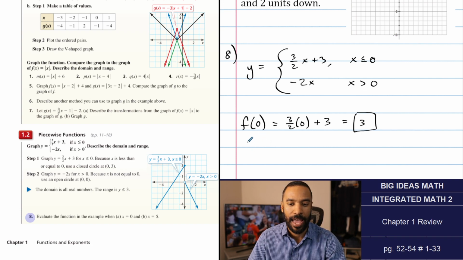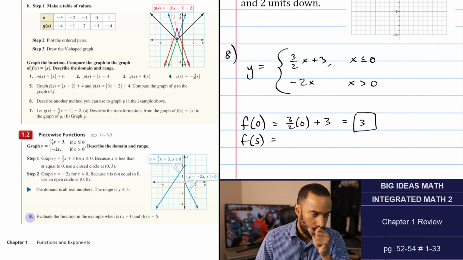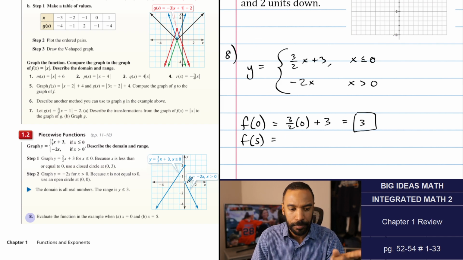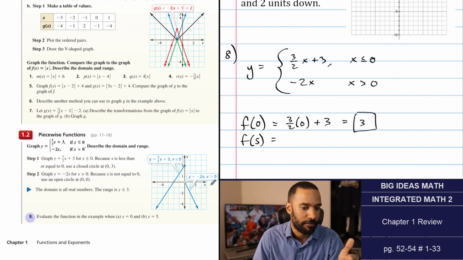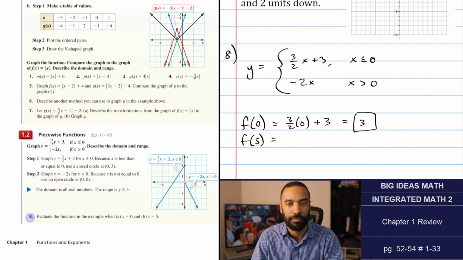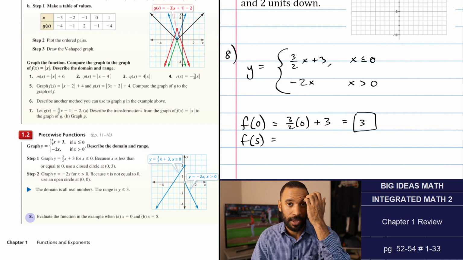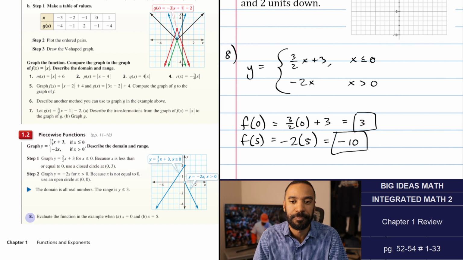They also ask for x equals 5. This is not visible on the graph. X equals 5, here's 1, 2, 3, and 4, and it goes even down further than that, so you can't really see it. You could imagine what it is, but that's what the equations are for. So if you have it on your graph, great, and if you don't, of course, use the equations. 5 is greater than 0, so we substitute into the bottom equation. We do -2 times 5, -2x, and that's -10. And those are the evaluations. That's how you do them.